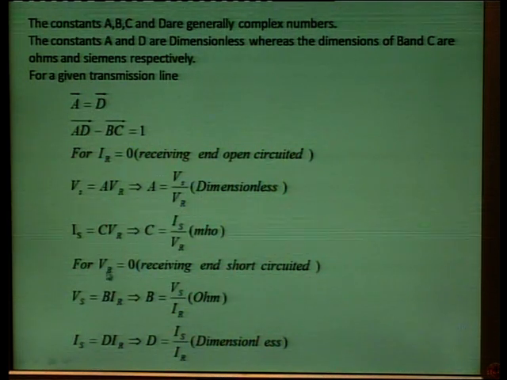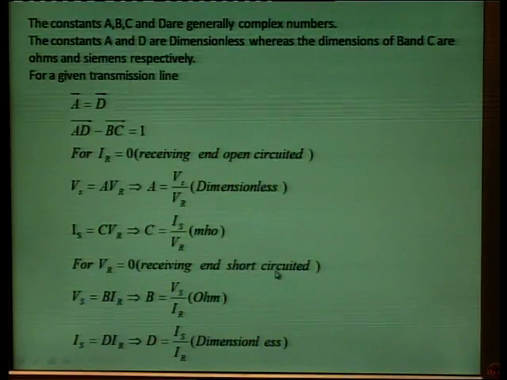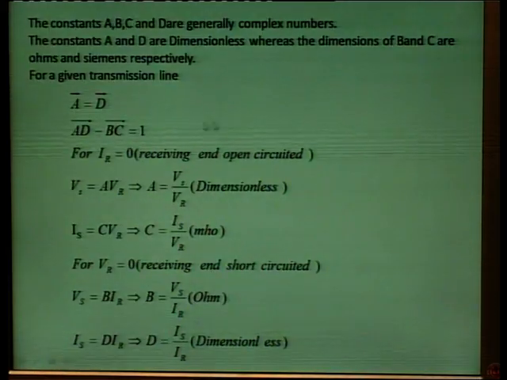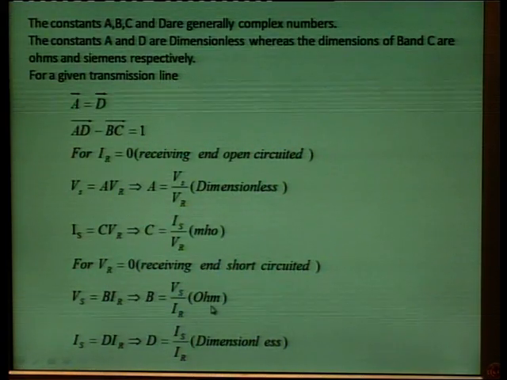Then for Vr equal to 0, that is, the receiving end is short circuited, we get the equations: Vs will be B Ir, and Is equal to D Ir. So using these values, Vs is equal to B Ir, which implies that B is equal to Vs by Ir. That is the ratio of voltage to current, so it has the units of ohms.